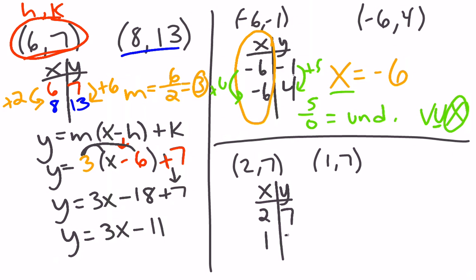Now with that idea, can you guess what the answer is going to be to this next one? 2, 7, and 1, 7. You see it? y equals 7, because everything in the y column was equal to 7. You can also imagine graphing these, and if you graph these, the top one would be a vertical line, and the bottom one would be horizontal.